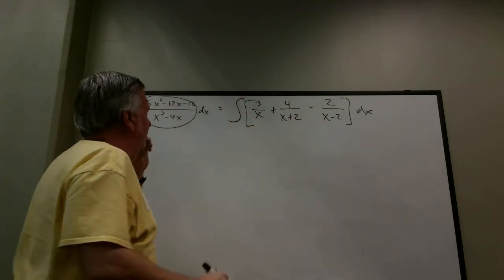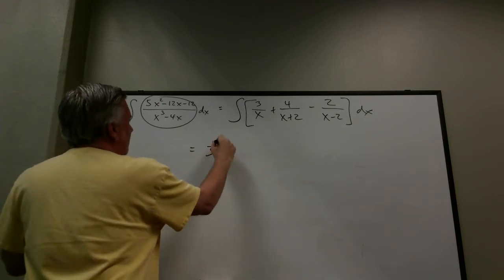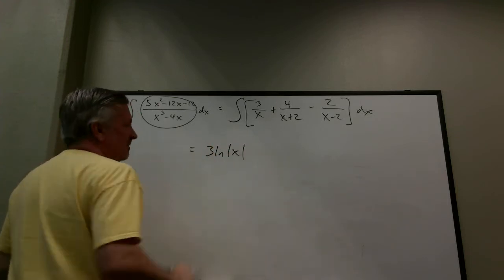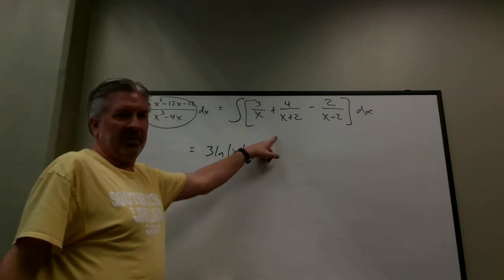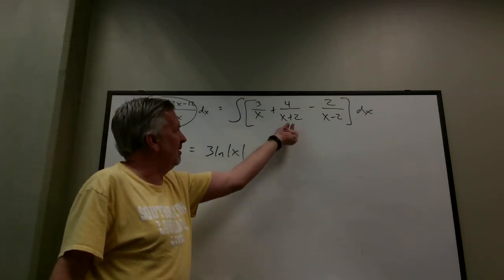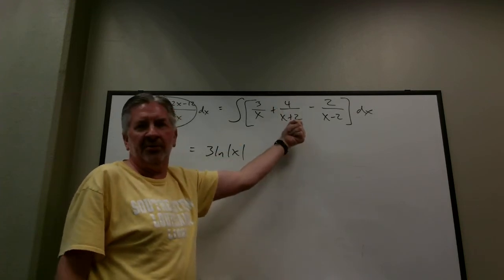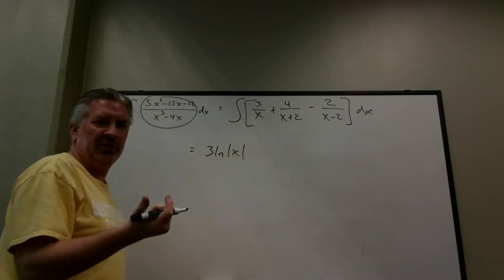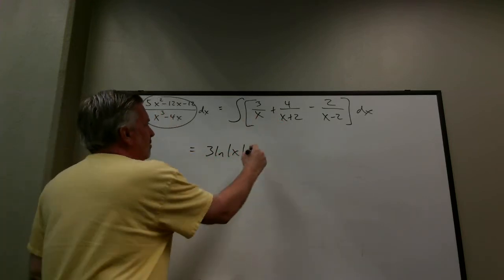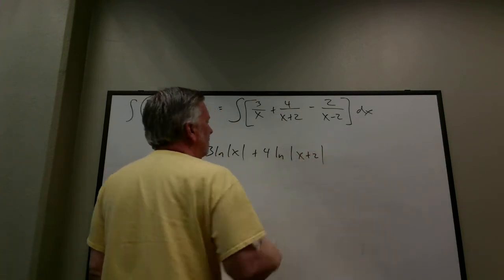We know the integral of 3 over x. Think of that as 3 times 1 over x. That's 3 natural log absolute value of x. Okay. Now, what about 4 over x plus 2? This is a linear substitution, right? If u is x plus 2, it's a 4 over u. It's another natural log, right? And notice the slope is 1, so you don't have to adjust for the slope. 1 over 1 is 1. So this is plus 4 natural log absolute value of x plus 2.